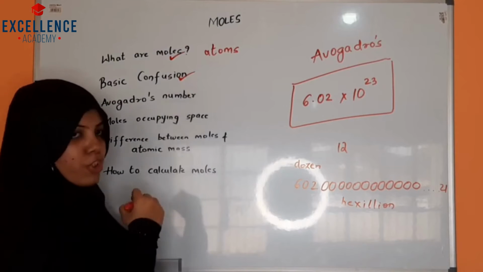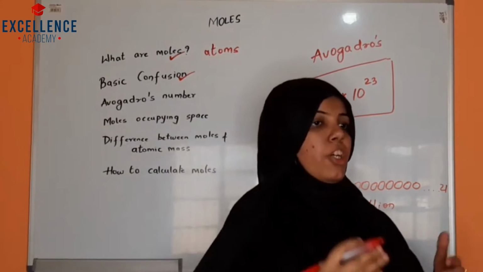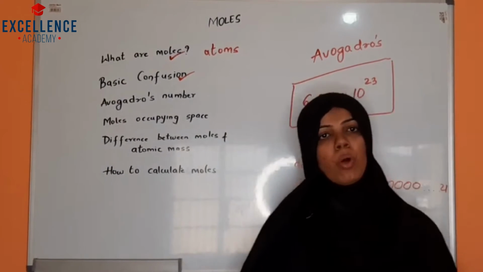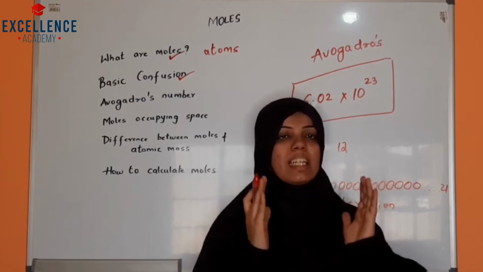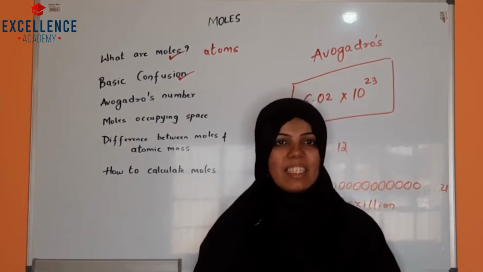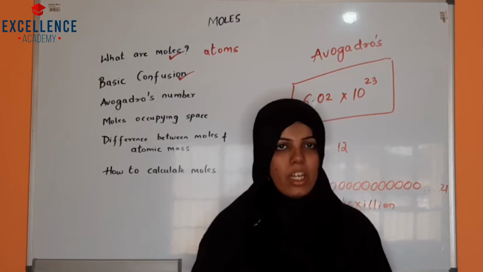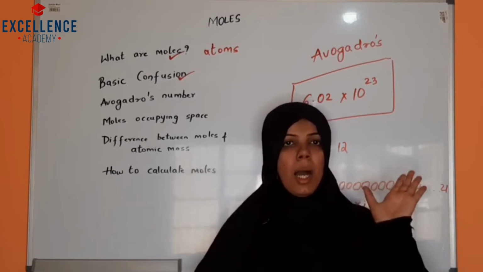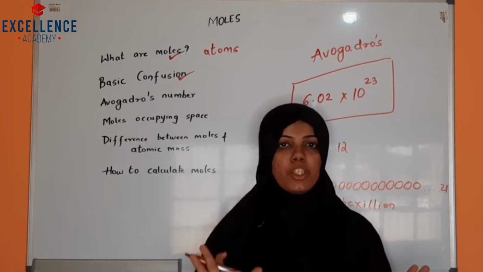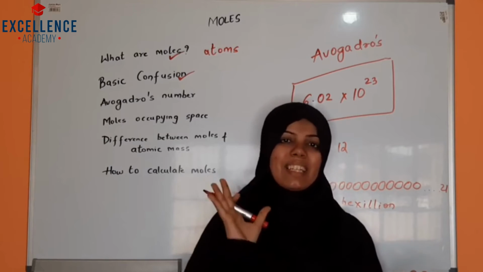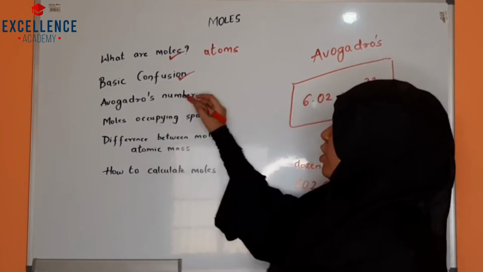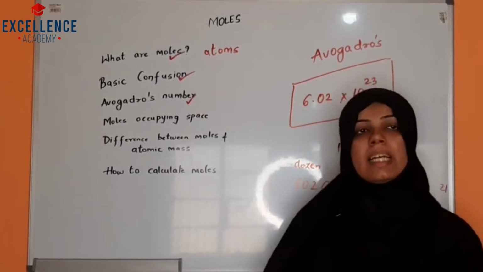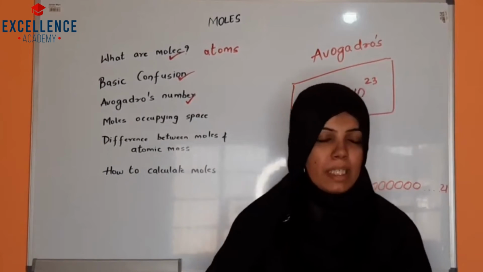The basic confusion. What is the basic confusion? You tend to confuse between moles and atoms. Mole is a defining quantity, whereas atoms are the things. Okay. So a mole has a specific number of things. A mole has 6.02 times 10 to the power 23 things. Understood? Avogadro's number? Yes.